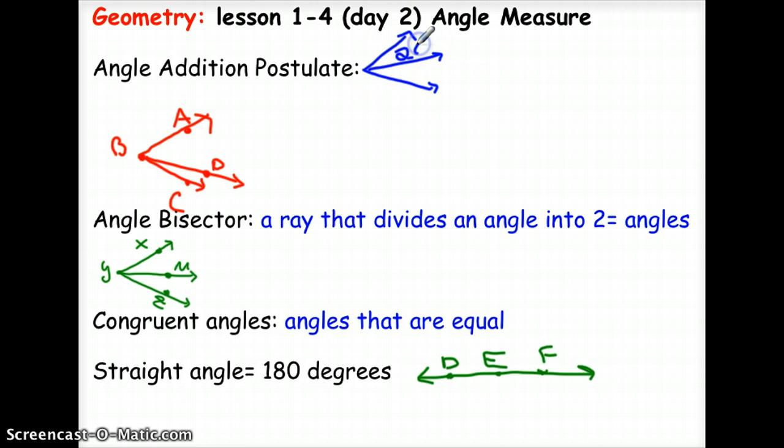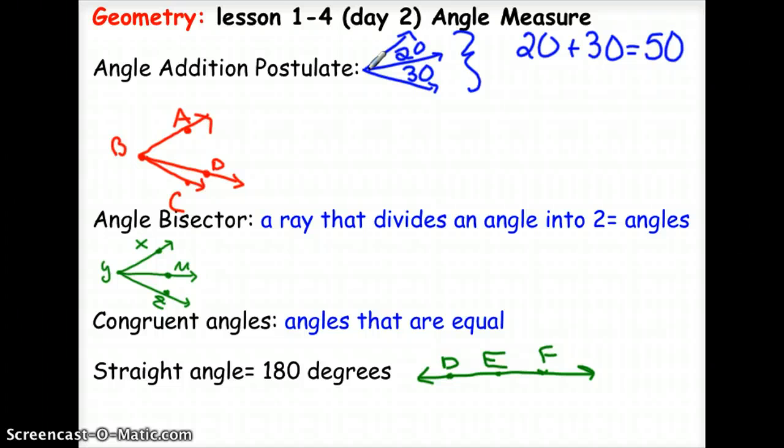This angle is 20 and this angle is 30. Wouldn't you add those two angles together to get the whole entire angle? So you would say 20 plus 30 equals 50. Same thing applies when you're talking about angles that are named by the points.